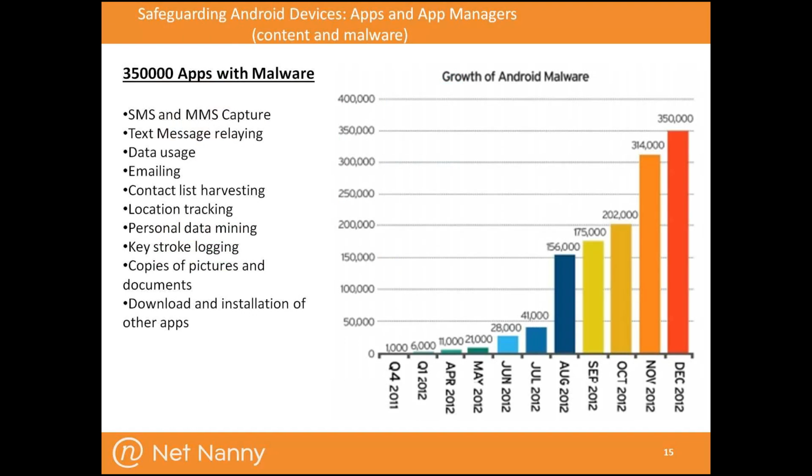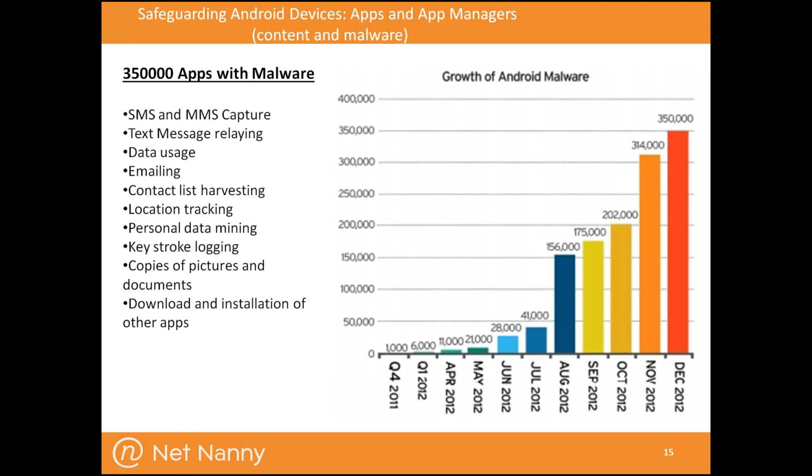Now, most of us are familiar with the concept of a virus on a computer or a PC. In the case of mobile devices, most malware is actually just an app. It's an app that you've selected to install, and it's doing things in the background on your mobile device that you're unaware of. Some of the things these apps do are they'll send SMS messages, or they'll relay messages for other people. They'll use your data. They'll look at your contact list, keystroke logging. I mean, you can see the list here on the left-hand side.